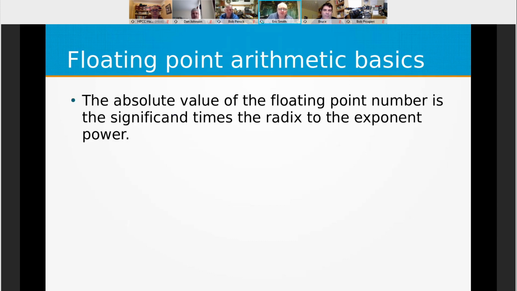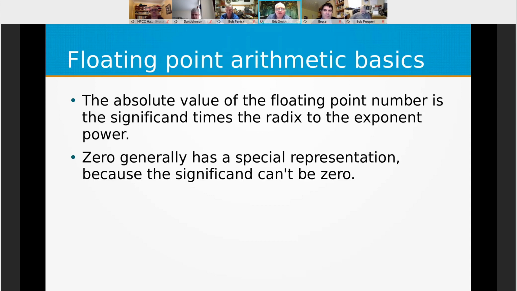So the absolute value of the floating point number, which means I'm not considering the sign, which was separate, is the significand times the radix to the exponent power. So if my number is, for instance, 6.02 times 10 to the 23rd, which is Avogadro's constant in decimal floating point, then the 6.02 is the significand, and the 23, the 10 to the 23rd, 23 is our exponent.